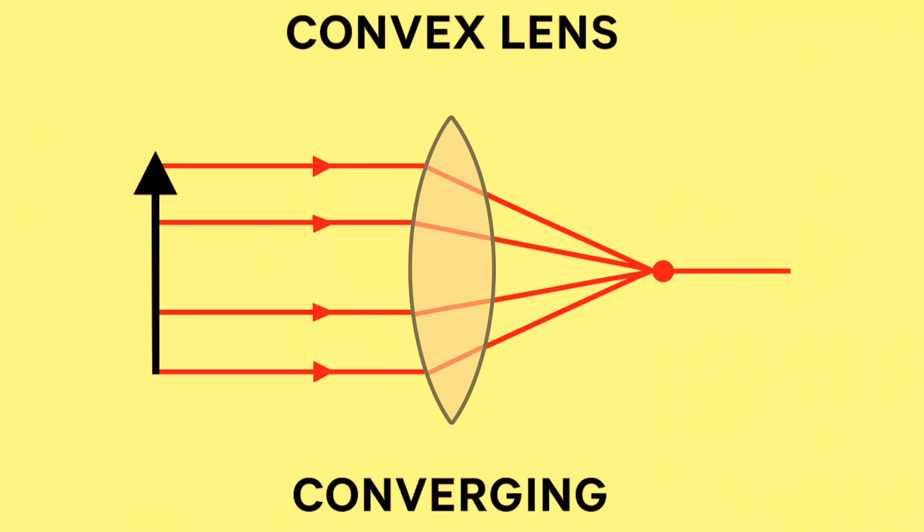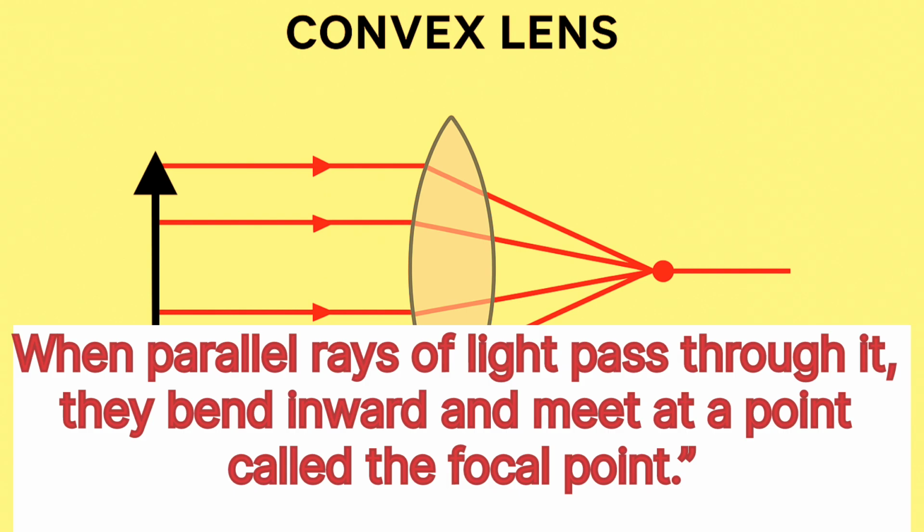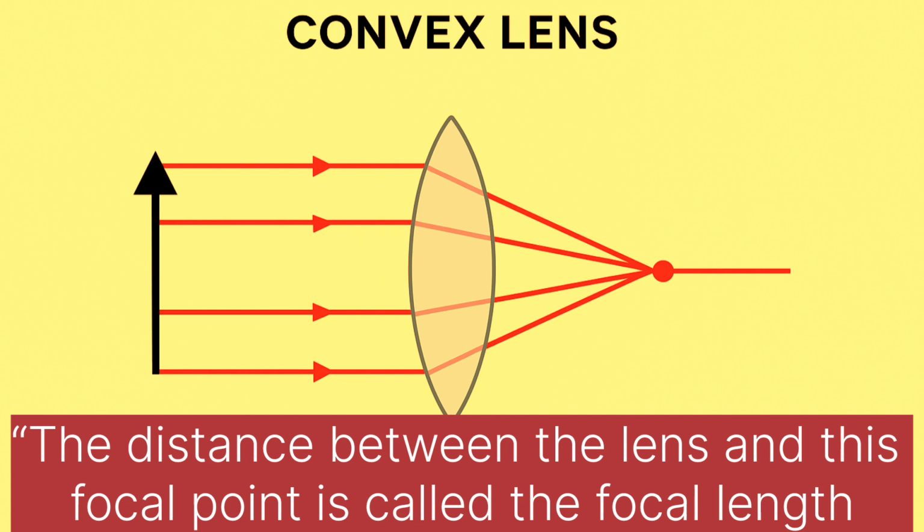Let's see the convex lens, the four parallel lines meeting at a point. Why is it a converging point? Let's see. When parallel rays of light pass through it, they bend inward and meet at a point called the focal point. Students, the distance between the lens and this focal point is called the focal length.